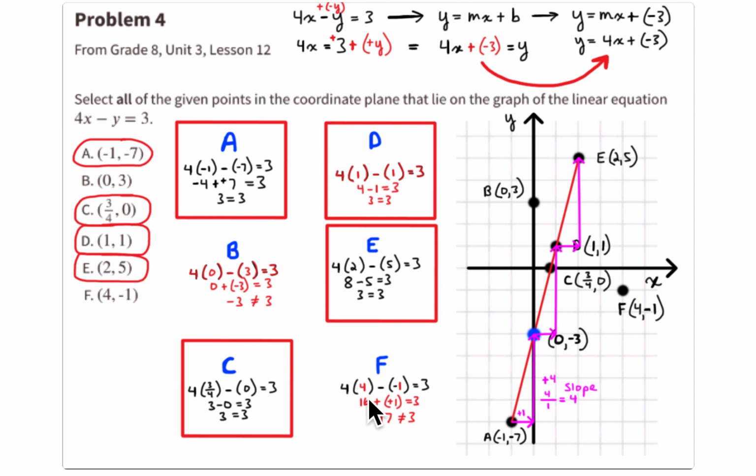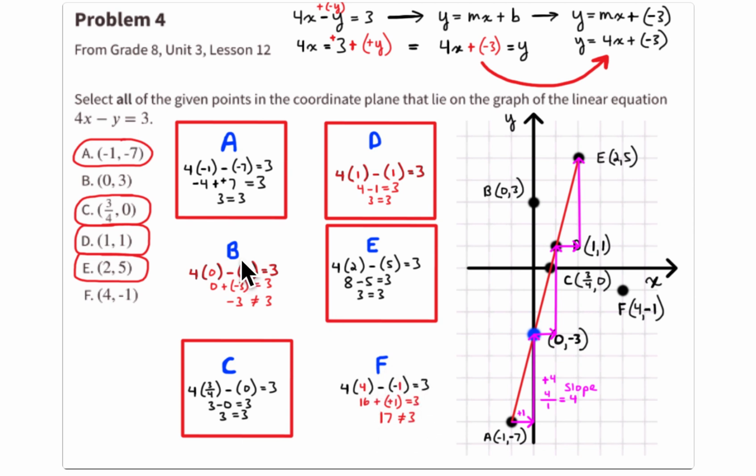X equals 4. 4 times 4 is 16. Minus y is -1. Minus a -1, so that's the same as adding. Inverse operation is addition. Additive inverse is a +1. 16 plus a +1 is 17. 17 does not equal 3. So F does not work.